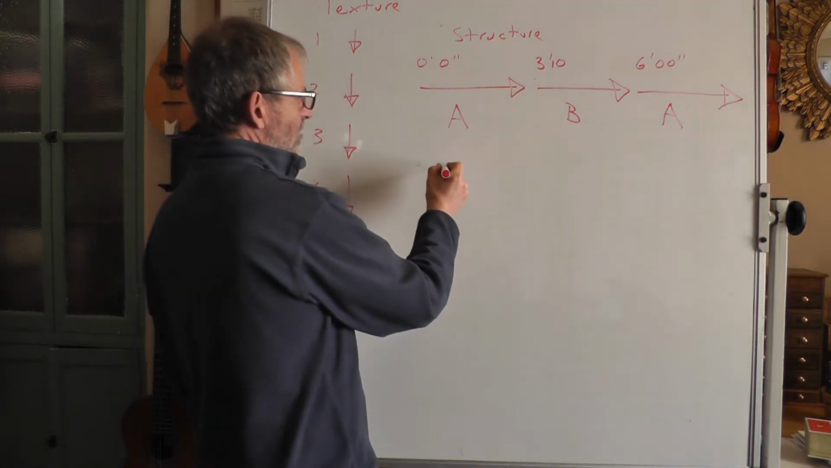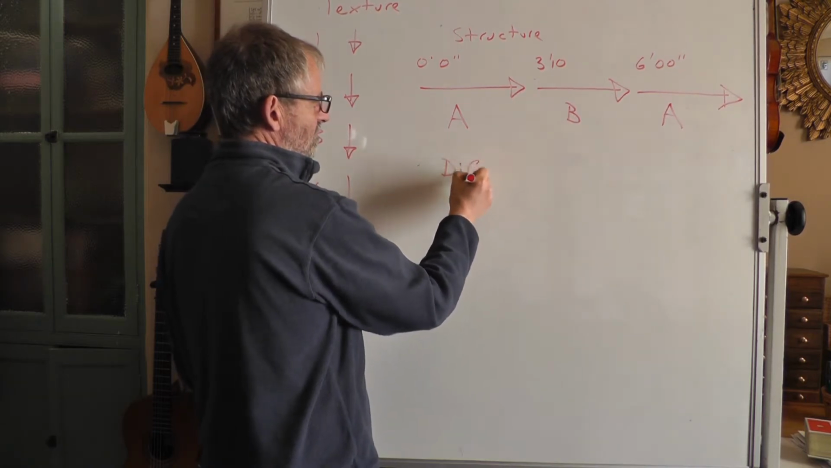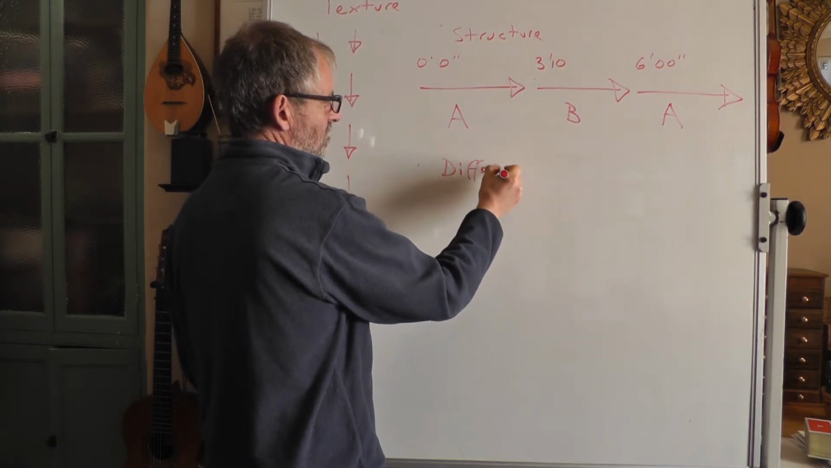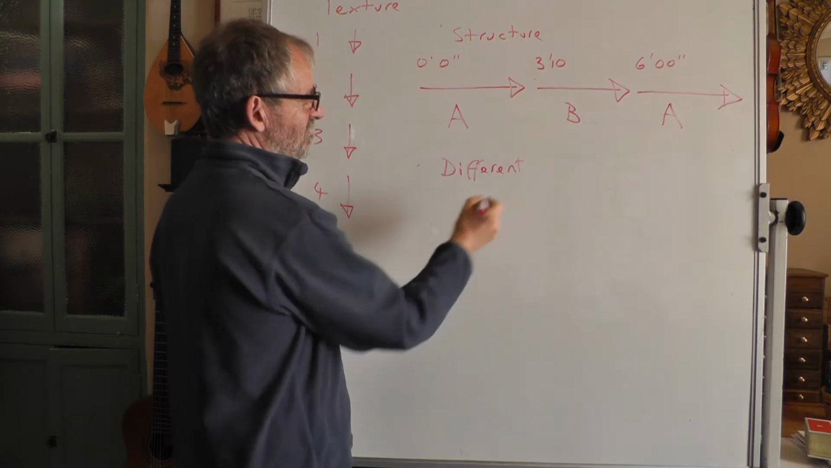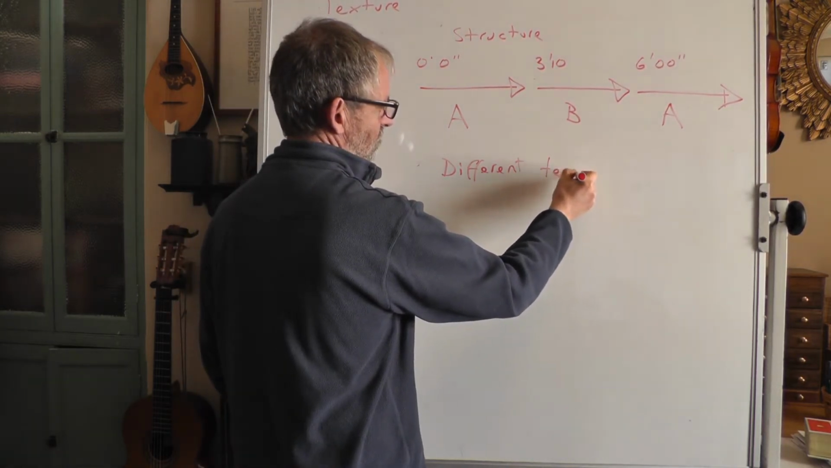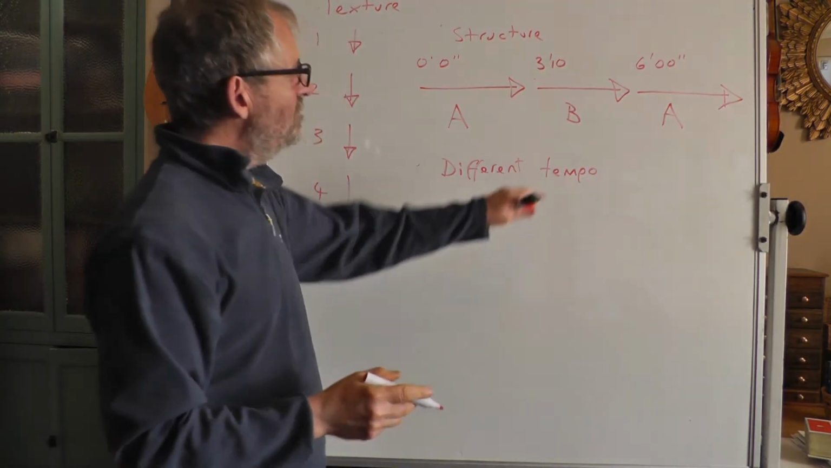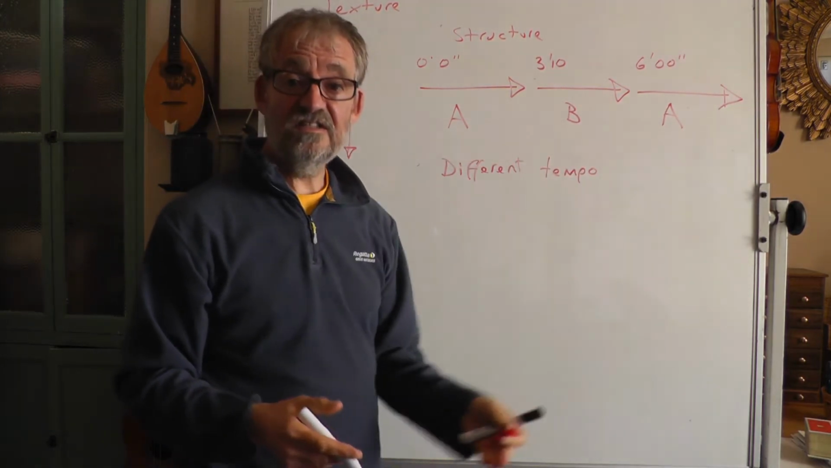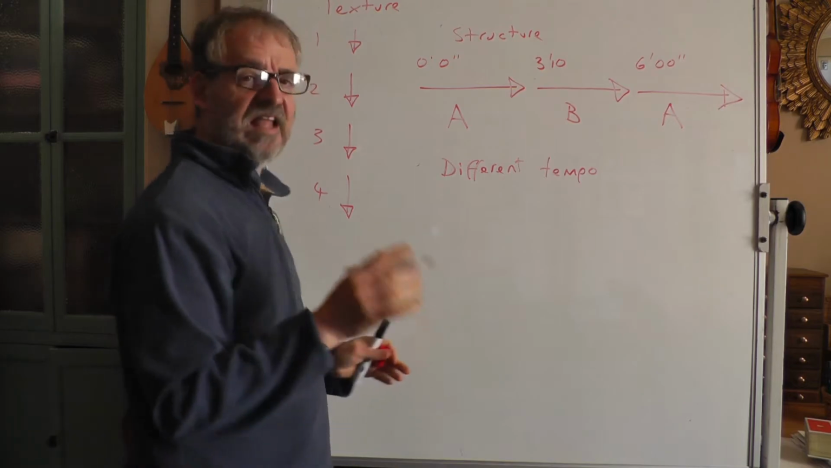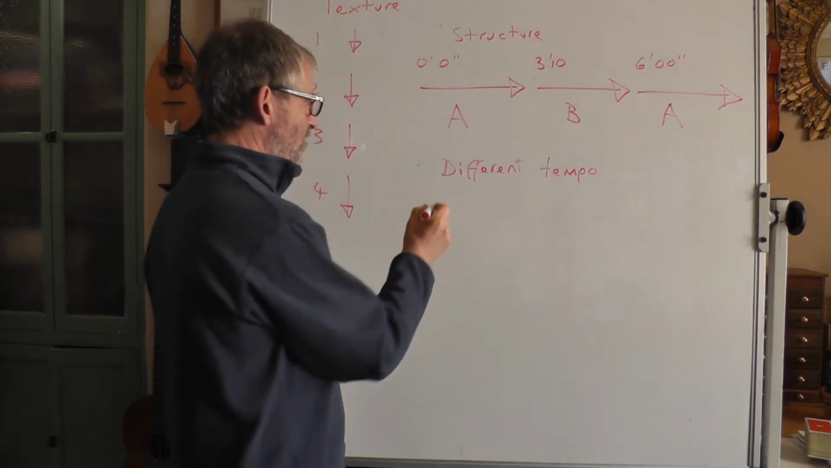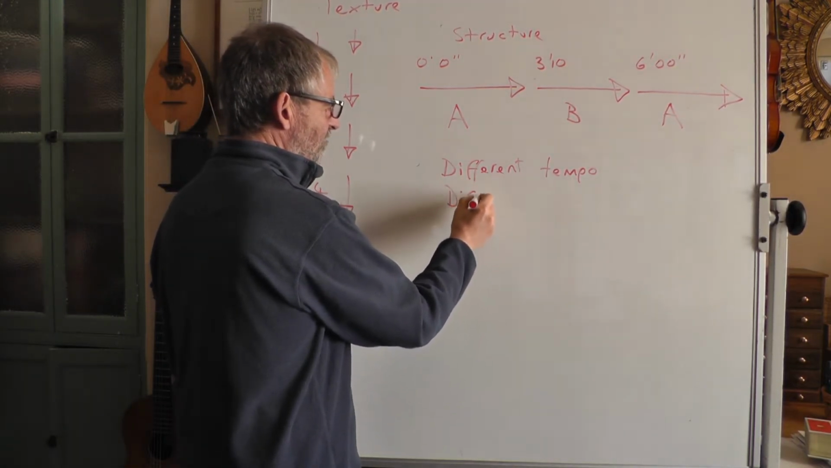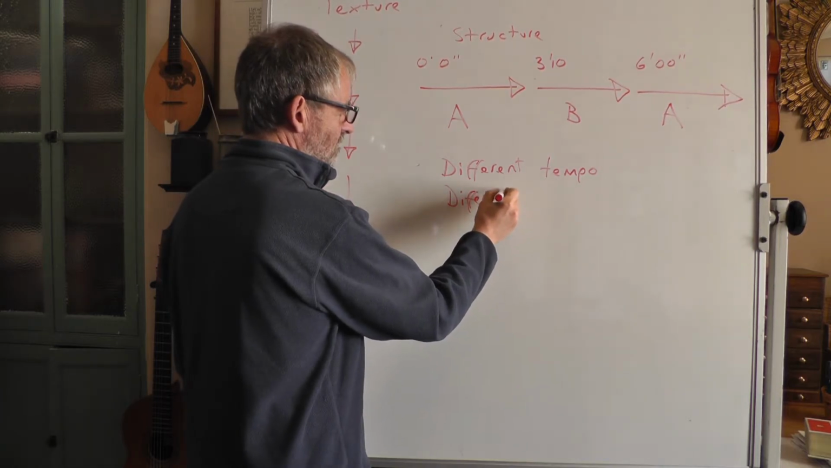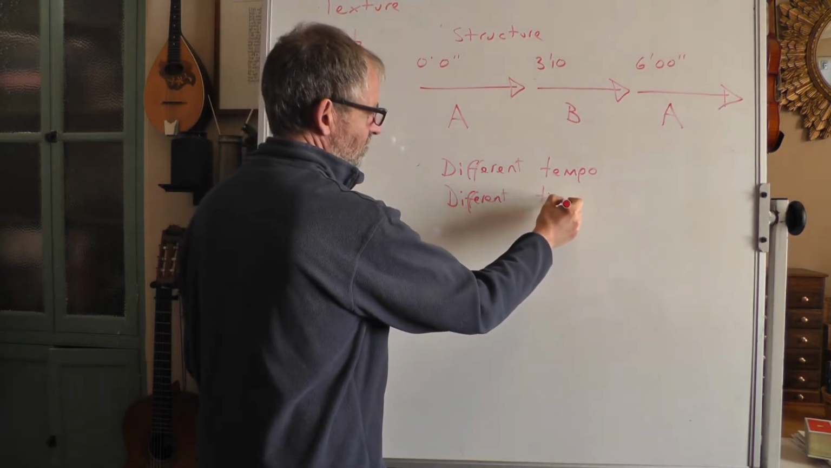We could have a different tempo. So maybe the B section could be slower. That's contrast. If we have fast, slow, fast, that would be contrast. That doesn't happen in the Bach. It's the same tempo. We could have a different time signature.